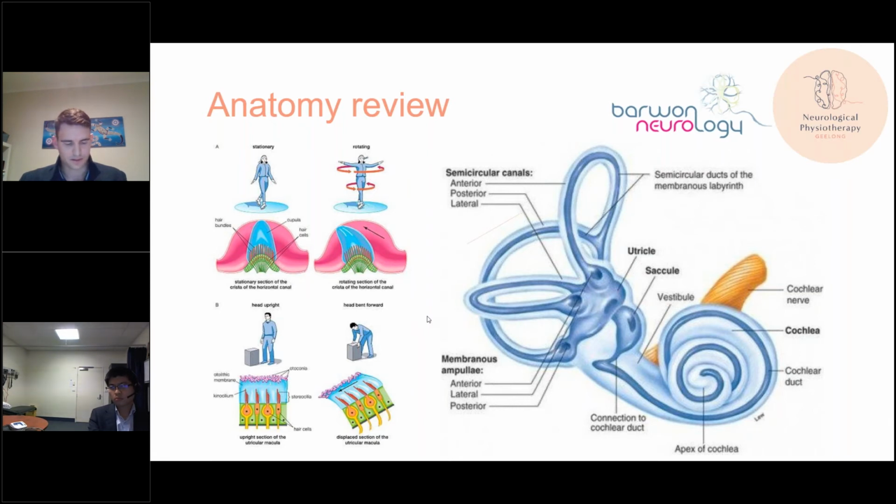So in BPPV, the otoconia from the utricle can fall into the open end of one of the canals, and it typically falls into the posterior canal because that's downmost when people are asleep. That's by far the most common canal. This is responsible for about 90% of BPPV, but it is possible to have other canals affected too.